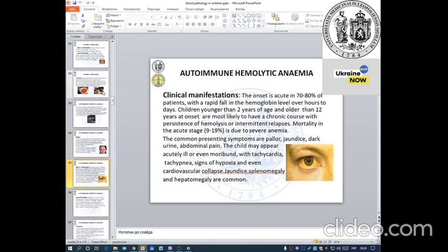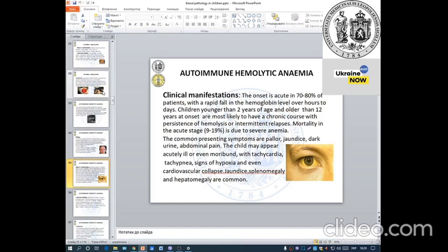The onset of autoimmune hemolytic anemia is acute in 70–80% of patients, with a rapid fall in the hemoglobin level over hours. The child may appear acutely ill or even moribund, with tachycardia, tachypnea, signs of hypoxia and cardiovascular collapse. Jaundice, hepatomegaly and splenomegaly are common. Mortality in the acute stage is 9–19%.